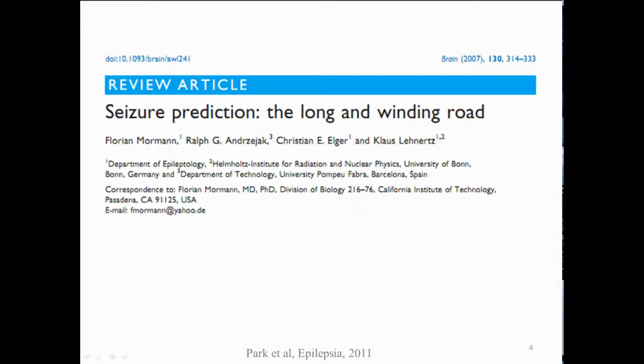In this excellent review by Mormann, he went through the current literature up to 2007 and found that there was little evidence that nonlinear features could outperform linear features. And in fact, gamma band frequency power seemed to be the best predictor of seizure onset.